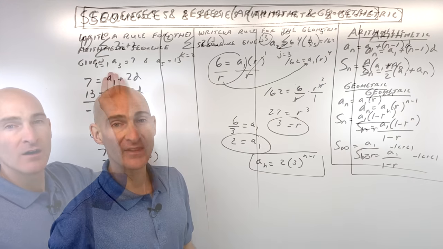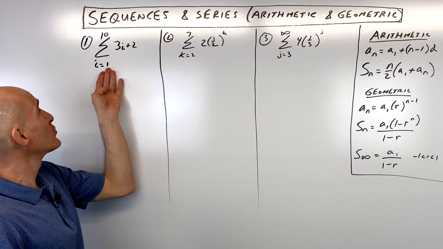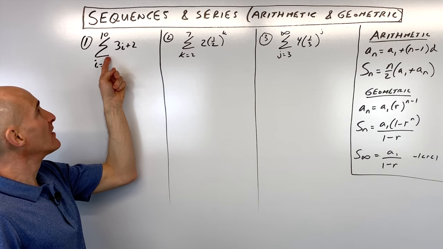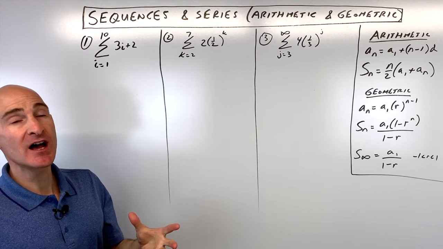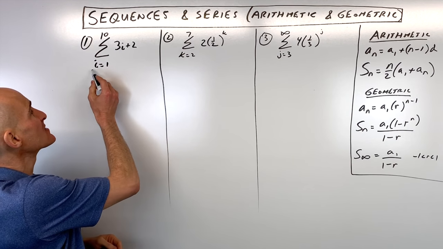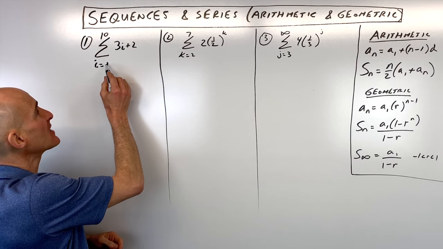Let's take a look at this summation notation. So see this Greek letter sigma here, it kind of looks like an E. That represents the sum. And what you do is you take this number here on the bottom, this is called the index, and you would put it in.